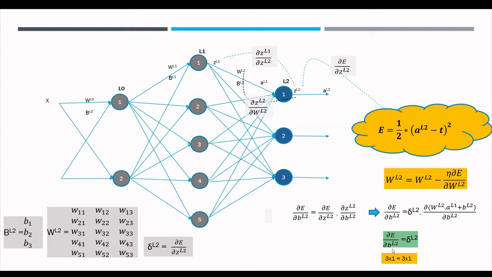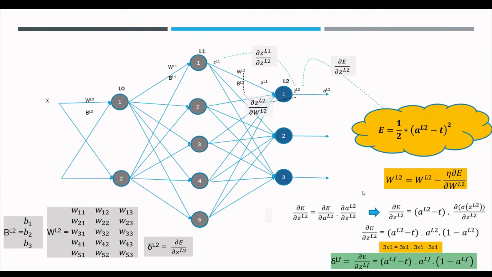Now this is the size of the BL2. BL2 is really out here. So BL2 is just a 3 by 1, and this is 3 by 1. So this is correct, and this is the answer. So essentially we have now computed the changes in the weight matrix and the bias matrix at the last layer, right? And one thing we haven't shown you yet is how to compute this delta L2. So we'll look at that next.